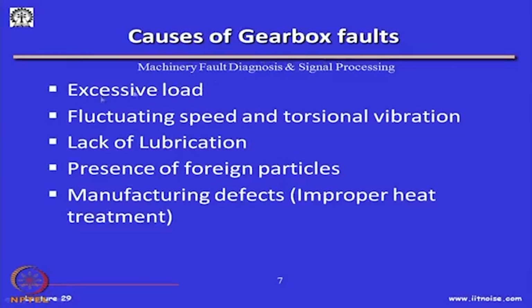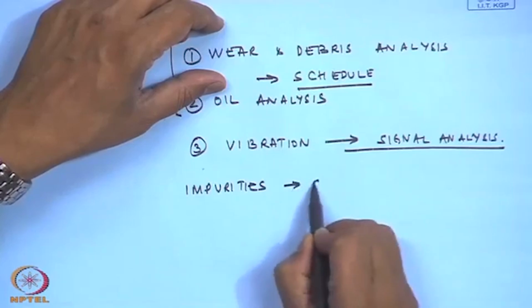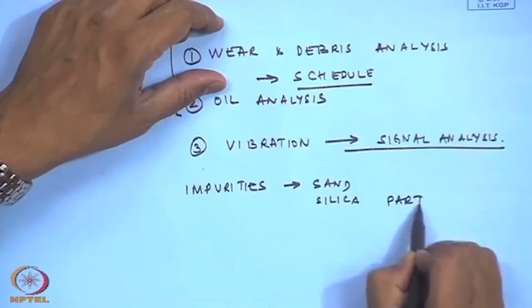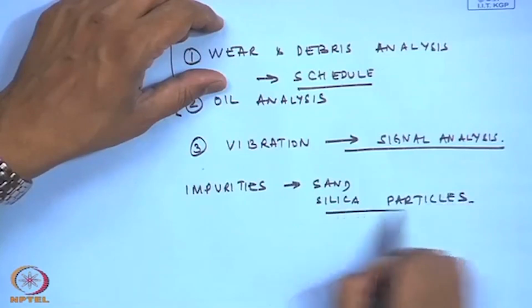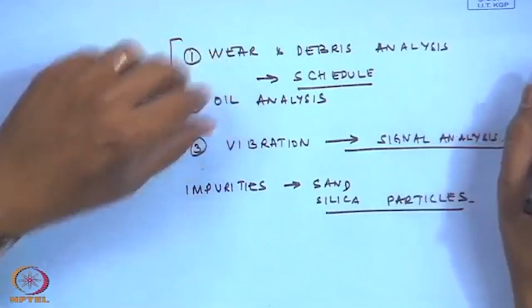So, the causes of gearbox faults are excessive load, fluctuating speed and torsional vibration, lack of lubrication, presence of foreign particles, and manufacturing defects like improper heat treatment, so that the flank wear will increase. Many times in gearboxes, I myself have seen a lot of impurities, particularly impurities like sand or silica particles, which will be very detrimental for such a system.